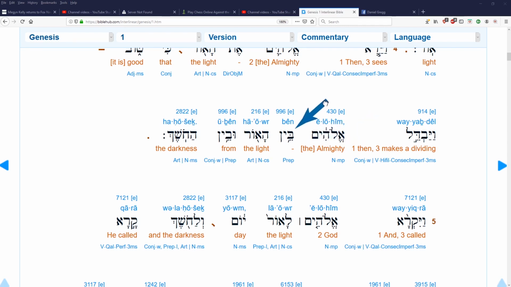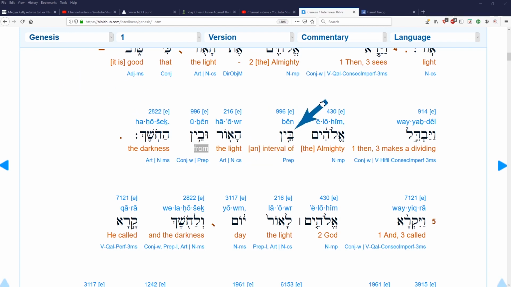Alright, we have the word bain. Although this is not relevant to the argument, if we look up Nehemiah 5:18, according to Koehler's lexicon, this word means an interval of, or an interval between certain things. I think an interval sense makes better sense in this passage in Genesis, so we will translate it that way. Please note that the King James omitted the translation here. Then the Almighty makes a dividing, an interval of the light, and an interval of the darkness.